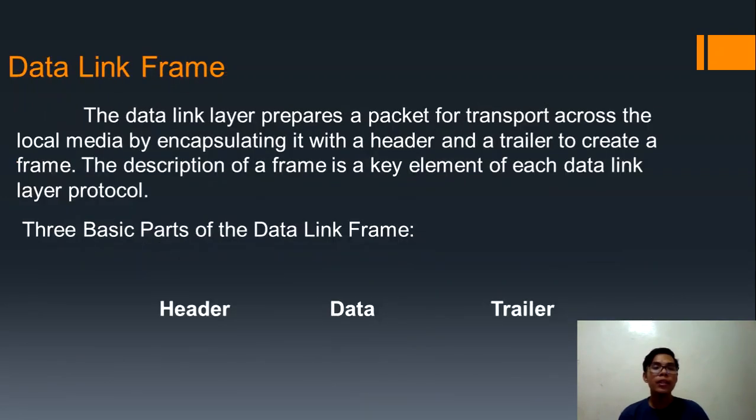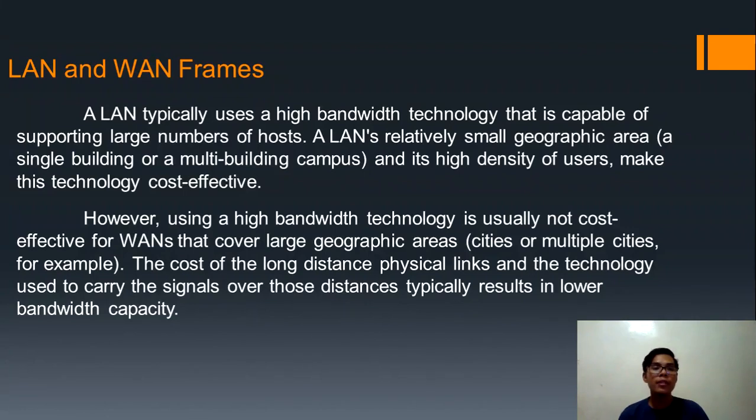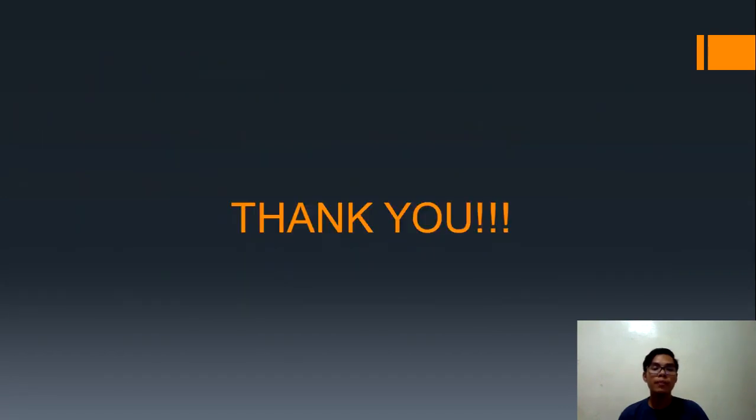Data link frame. The data link layer prepares a packet for transport across the local media by encapsulating it with a header and a trailer to create a frame. The basic parts of a data link frame: header, data, trailer. LAN and WAN frames. LAN typically uses a high bandwidth technology that is capable of supporting a large number of hosts. However, using a high bandwidth technology is usually not cost effective for ones that cover large geographic areas.